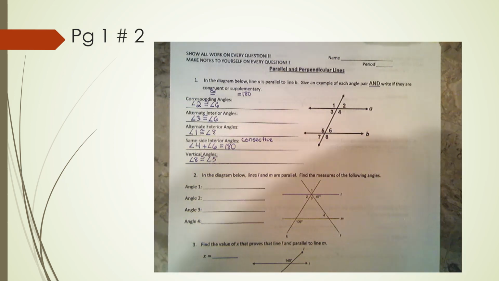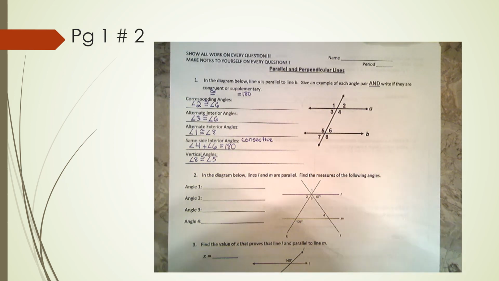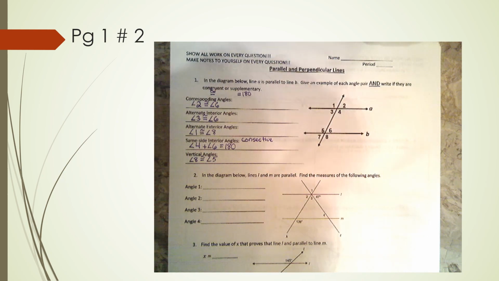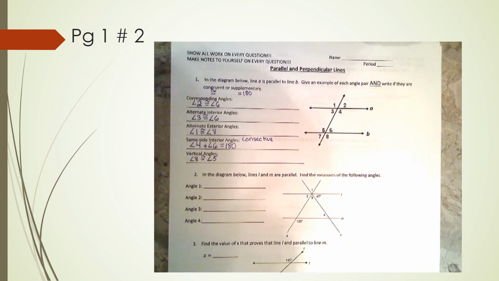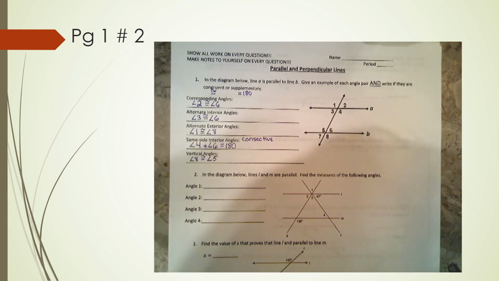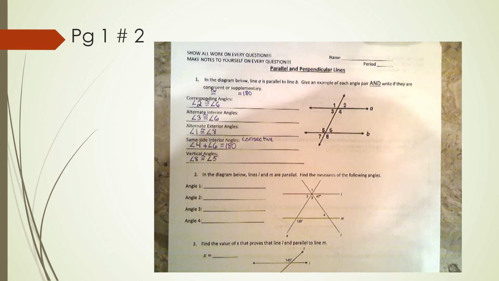So the next problem we have here is number 2. It says in the diagram below, lines L and M are parallel. Find the measures of the following angles. So the way that I'm going to find this, you could have done it slightly different depending on what you notice. I'm just going to end up going in order, finding angle 1, 2, 3, and 4, but you could have potentially done it a little bit different.